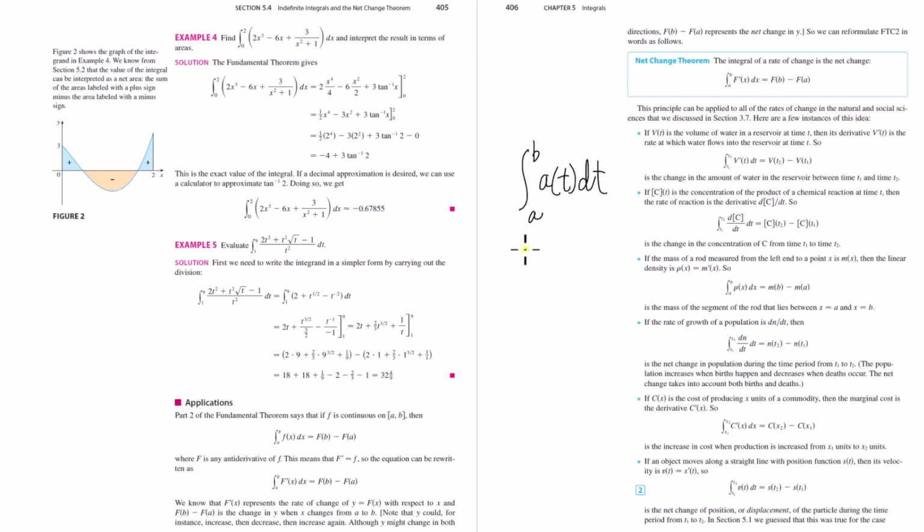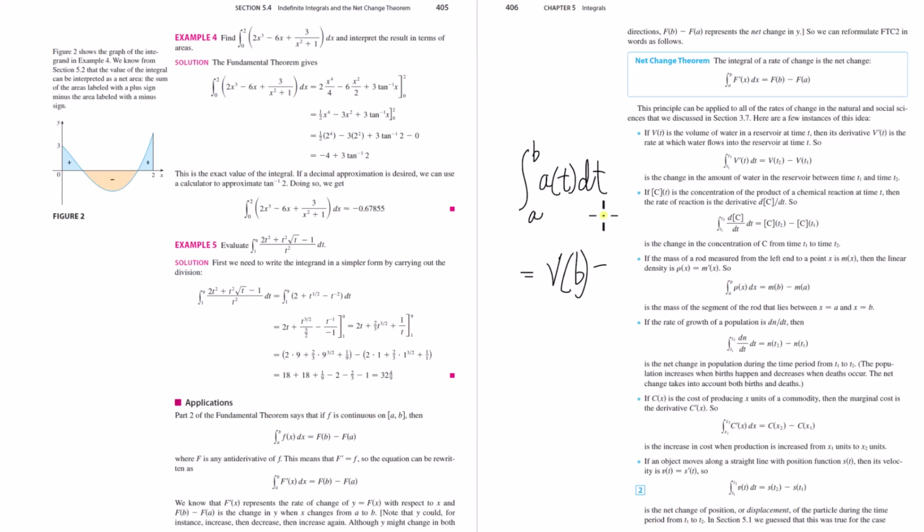The definite integral from A to B of an acceleration function: well, what's the antiderivative of the acceleration function? It's the velocity function. And based on the fundamental theorem, it's V(B) minus V(A). This is the antiderivative, so just plug in V of B and subtract from that V evaluated at A, right?